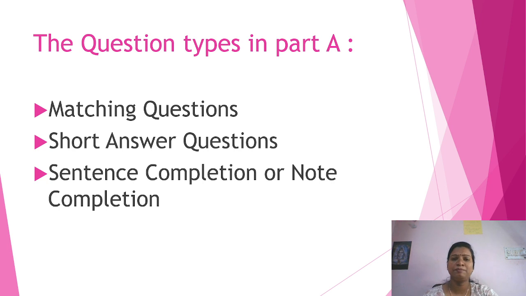The question types in OET Reading Part A. First, matching questions. You will get 7 questions; the first 1 to 7 questions will be matching questions. The second type is short answer questions, 7 to 14. Again, you will get 7 questions in short answer questions. And the last 6 questions will be sentence completion.